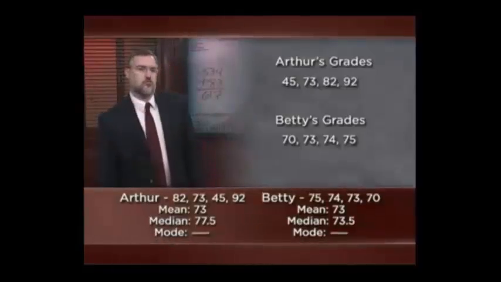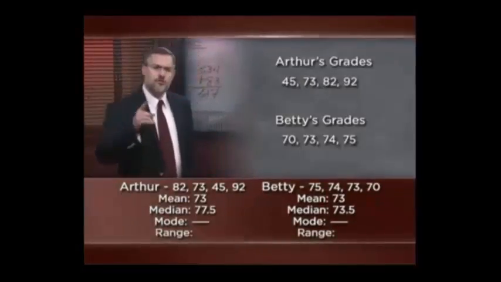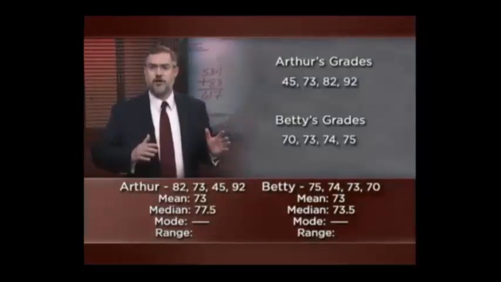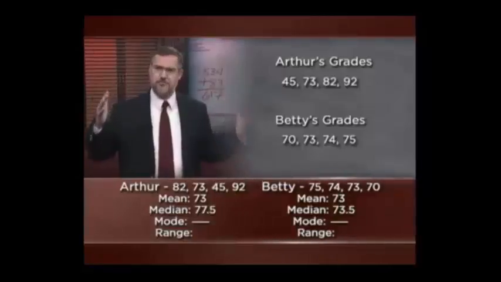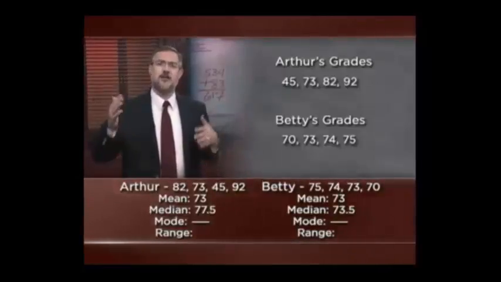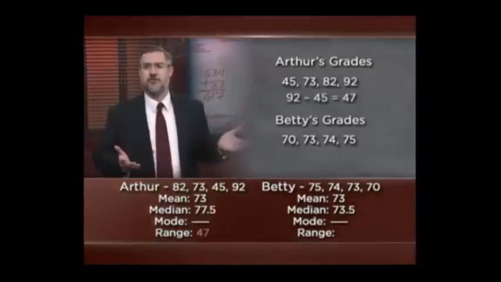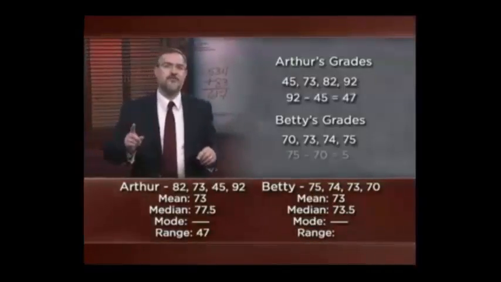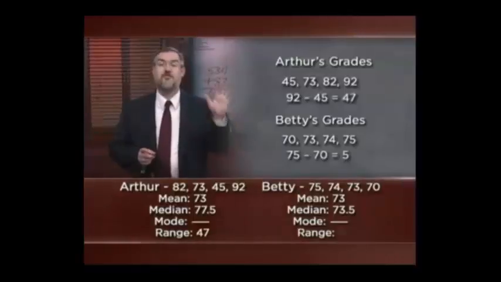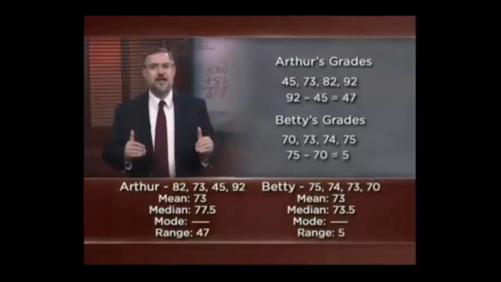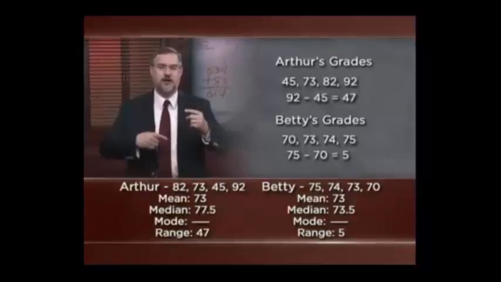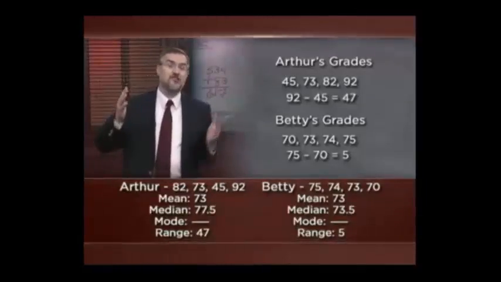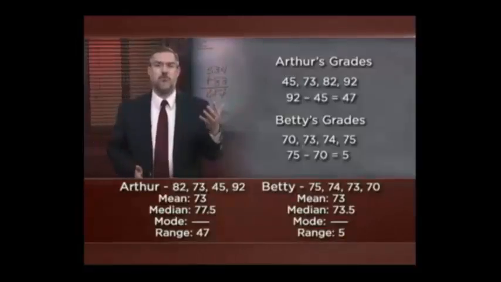So lastly, let's look at the range. Well, Arthur's exam grades are going to range between 45 and 92. It's actually a pretty big range. And if I take 92 minus 45, I get 47. Okay. Notice that Betty's range, though, is only 75 minus 70, which is 5. So Betty's exam grades don't really change much. They don't really vary much. The difference between her highest and lowest exam grade is just 5 points.